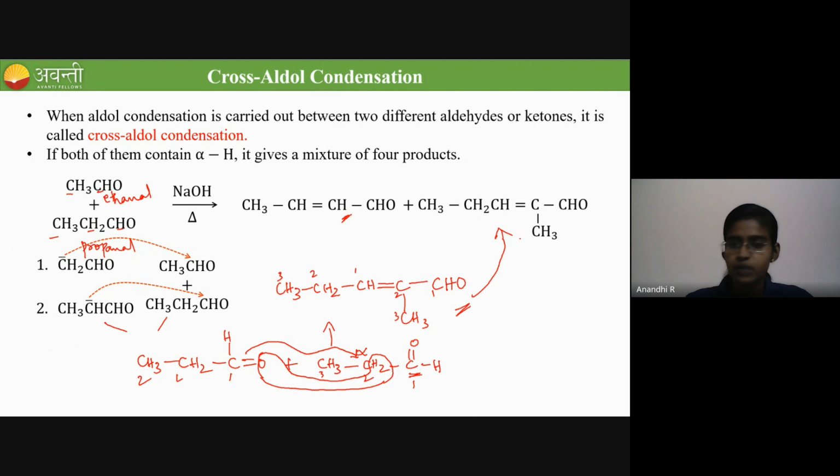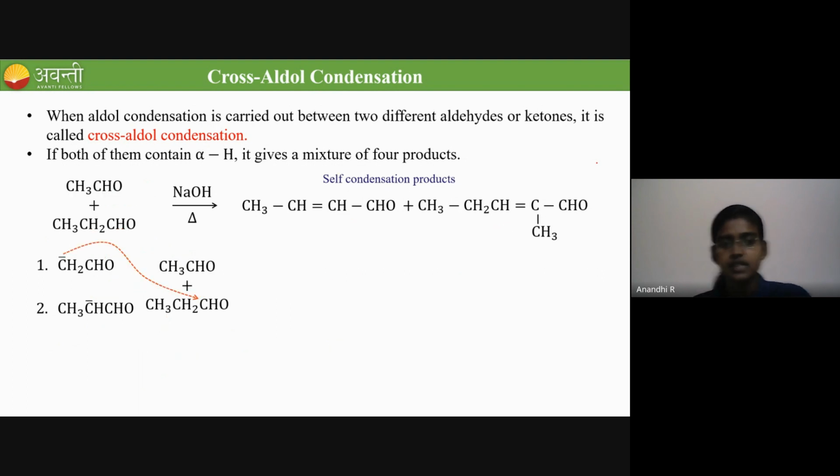So just by doing this, you can get 2 compounds. We have to get 4 products, right? These are the 2 products, and the remaining 2 products are the self-condensation products, because we are getting these 2 products from the condensation of the same aldehyde.